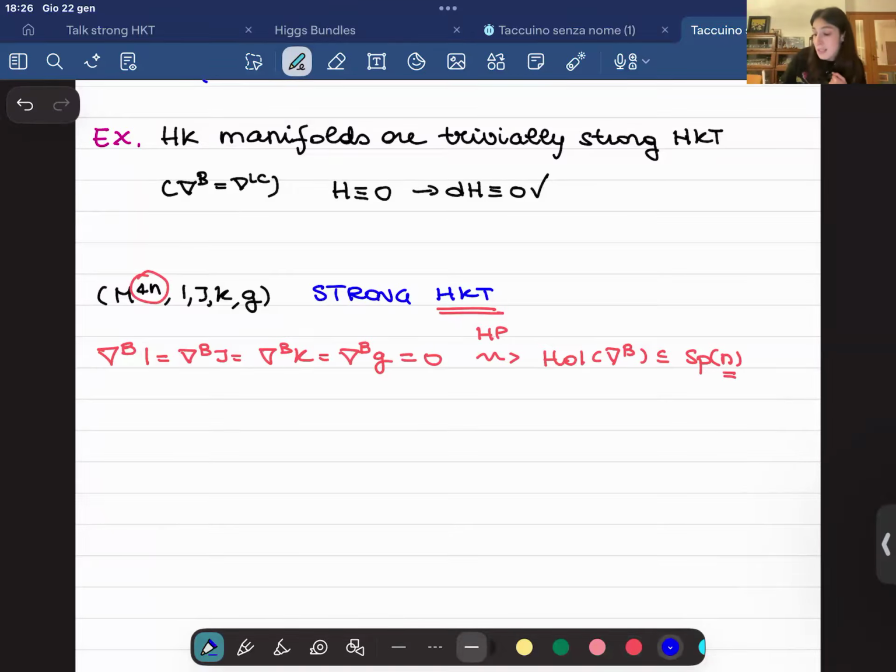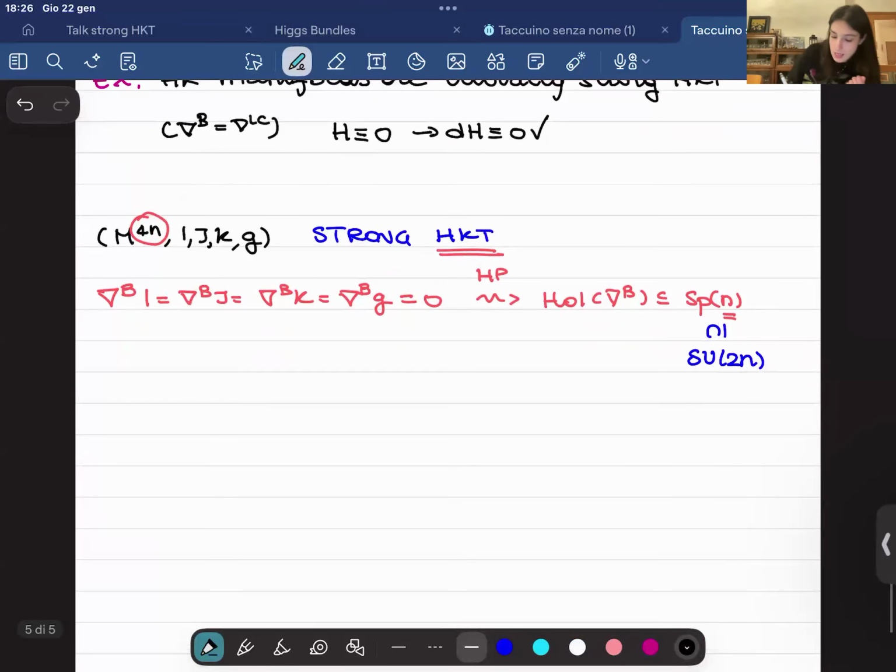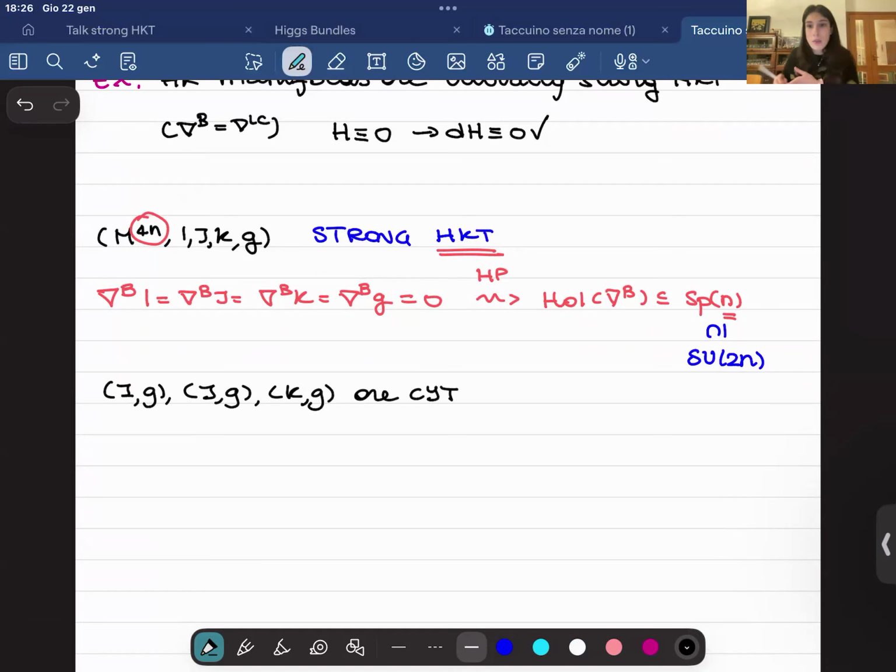Okay? But Sp(n) is a subgroup of SU(2n), where 2n is the complex dimension of the manifold. And so from this first condition, what I get is that (I,g), (J,g), and (K,g) are Calabi-Yau with torsion. If you remember, the Calabi-Yau with torsion condition was simply restricted holonomy of the Bismut connection inside SU(n), or equivalently, the vanishing of the Bismut Ricci form. But from here, we immediately get that each of them is Calabi-Yau with torsion.